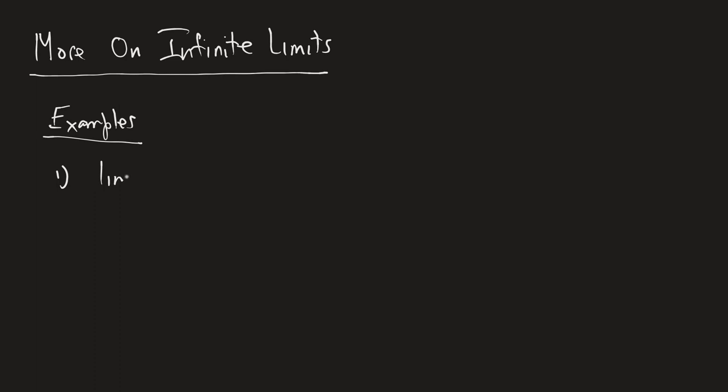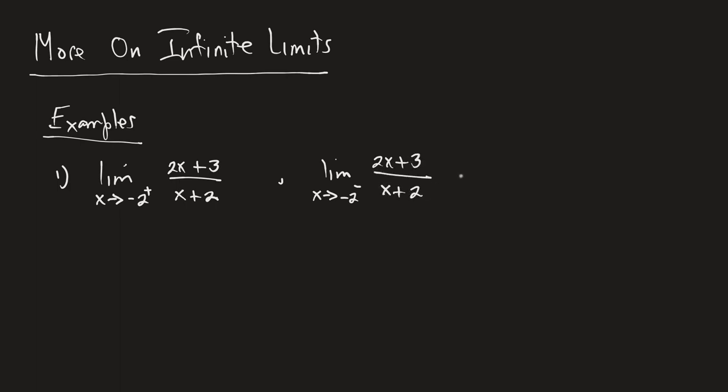So let's say we have the limit as x approaches -2 from the positive side of (2x + 3) over (x + 2), and then we will also look at the other one-sided limit. So the limit as x approaches -2 minus of (2x + 3) over (x + 2), and then we can finish it off by looking at the two-sided limit, right?